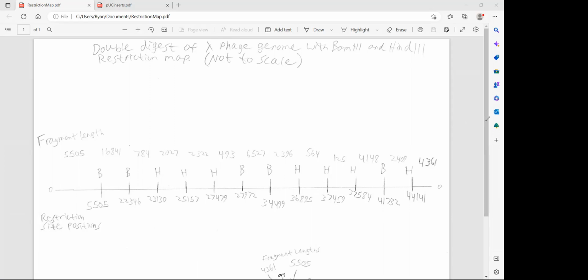Okay. So I think from the first one, 16,841 is going to be the largest, and it's going to be BAM to BAM. Yes, exactly. And the next one will be 6,527, and it will also be BAM to BAM.